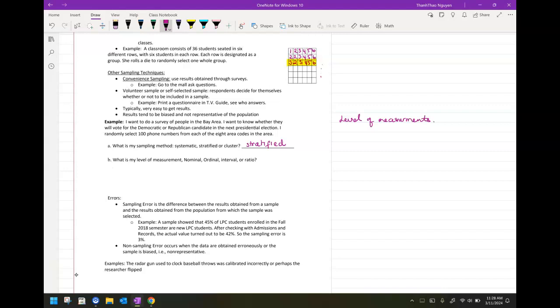So what is nominal? Nominal is when the data is classified into mutually exclusive, non-overlapping categories in which no order or ranking can be imposed on the data. So this is category, and none overlap, and no order.